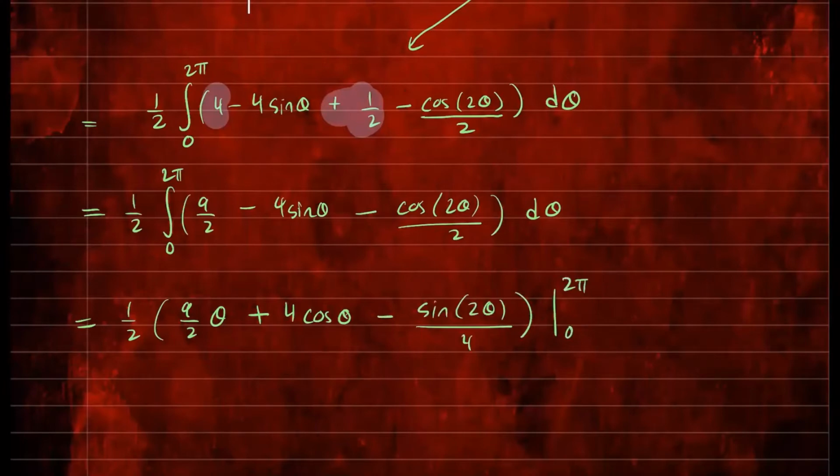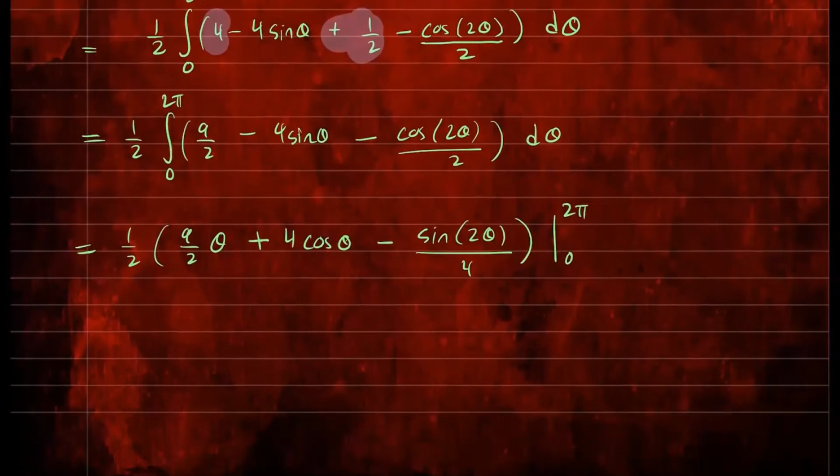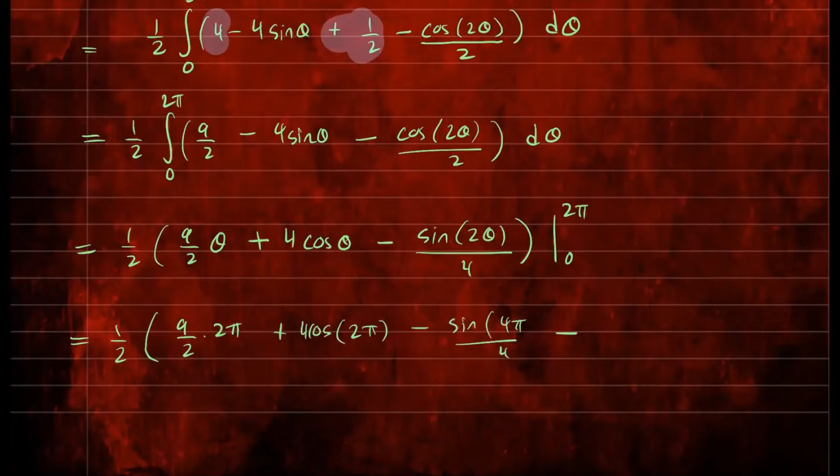All right, so this is looking good. Now let's plug in the upper limit of integration and minus the lower limit of integration. So this is 1/2 times 9 over 2 times 2 pi, plugging in 2 pi for theta, plus cosine of 2 pi minus sine 2 pi times 2, that would be 4 pi over 4, minus, now plug in 0. When you plug in 0 in here, that's 0. So which means this is 0, then minus 4 cosine of 0, and then minus sine of 0 over 4. All right, so we plugged in the lower limit of integration.